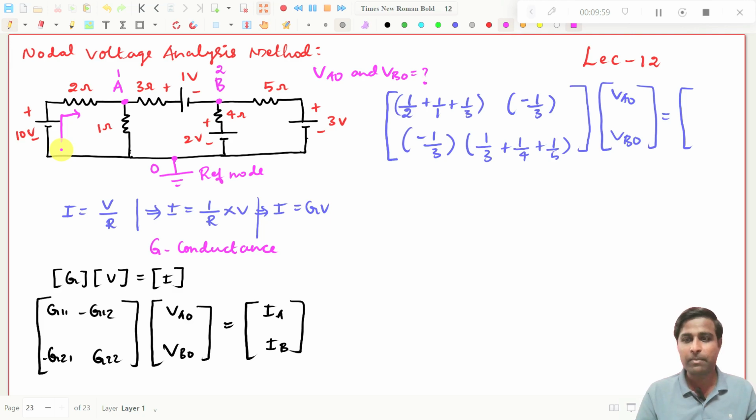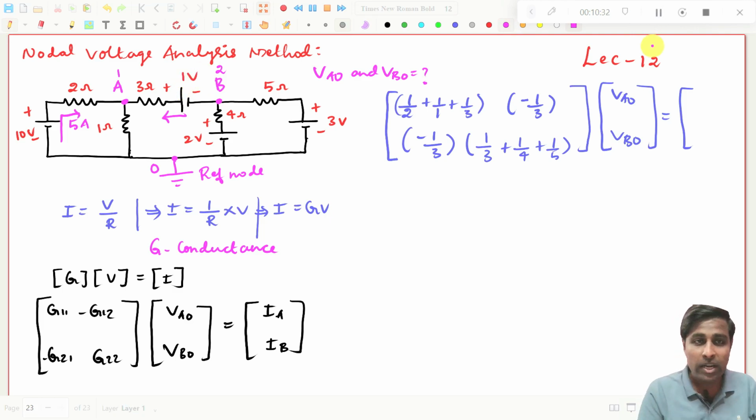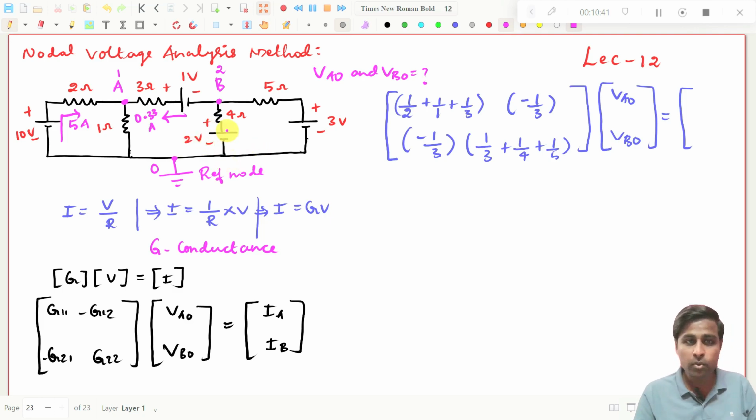The current is nothing but V by R. What is V here? 10 volts. What is R here? 2. V by R, that means 10 by 2, you will get 5 amperes. And you see there is no voltage in this branch, so you cannot find the current, and you don't draw any current direction here. Not necessary. And here, from minus to plus, what is the current value? 1 by 3 will be 0.33 amperes.